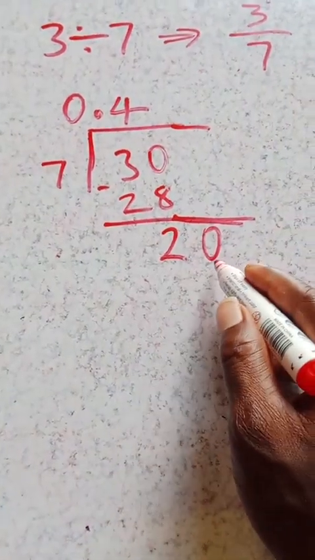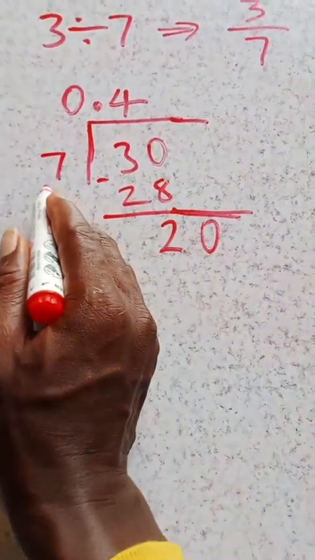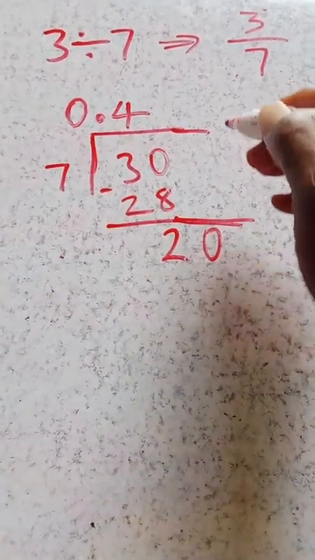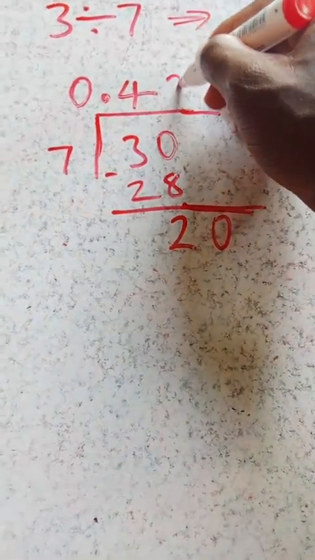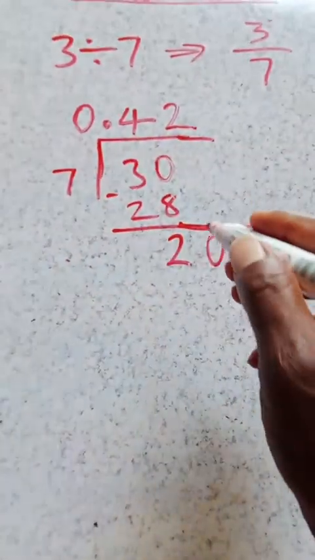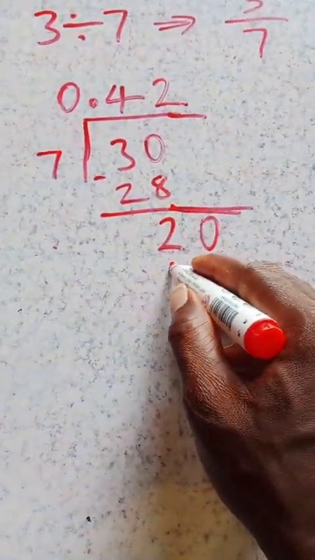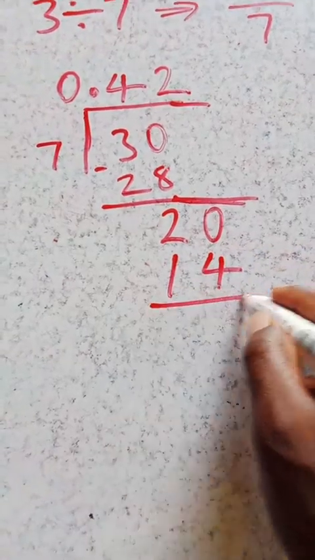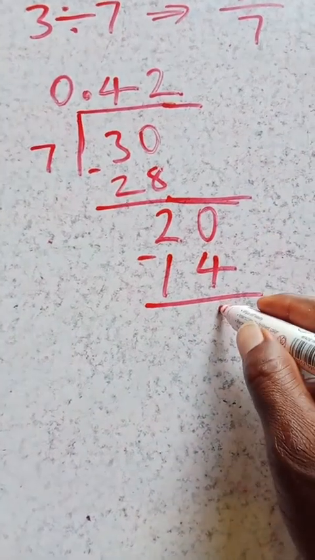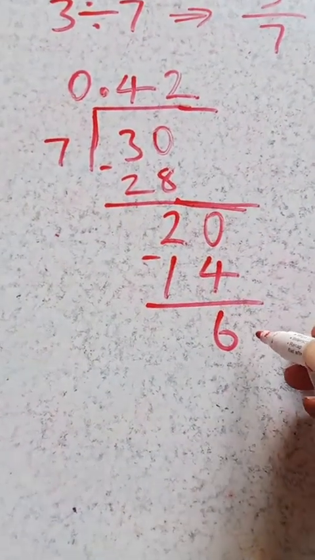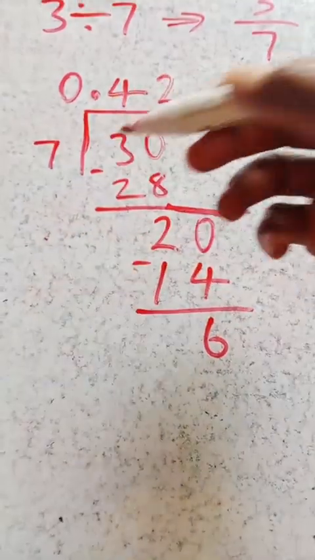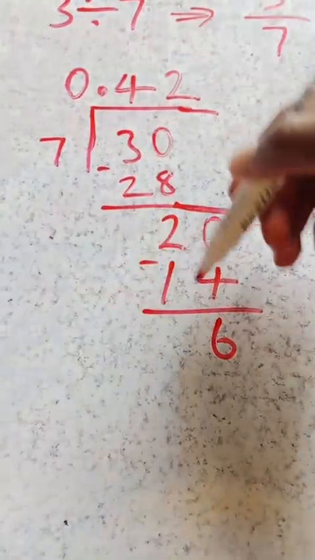Alright, so it is now 20. So 20 divided by 7. How many times will 7 appear in 20? I think it's 2 times. So I'm going to write what? 2 here. And immediately I'll say 2 times 7 is what? 14. So I'm going to write 14, and then subtract. So 20 minus 14 is what? 6. Okay. And 6 divided by 7, it cannot, because 7 is more than 6.